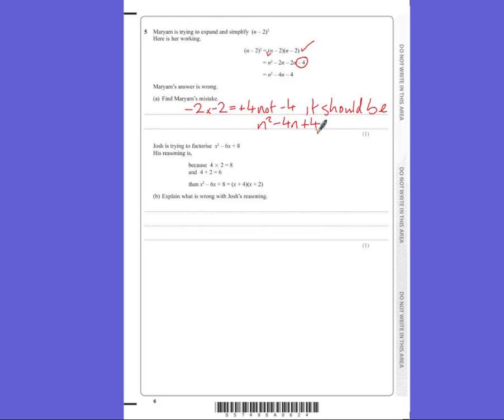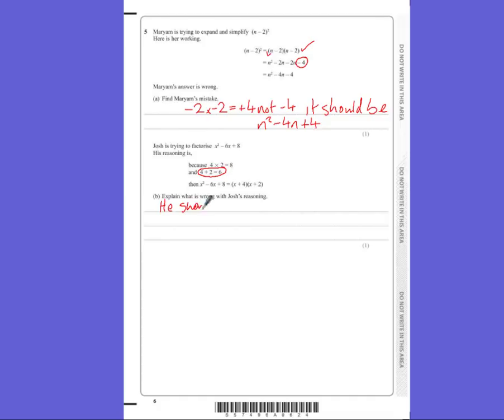It says Josh is trying to factorise x squared minus 6x plus 8. His reasoning is 4 times 2 is 8 and 4 plus 2 is 6, so it gives that expansion. Explain what he's done wrong. So here we're going to explain it with his reasoning. His reasoning has gone wrong just here. It's correct to look for two numbers that multiply to give 8, but they should add together to give minus 6. So I've highlighted the bit where he's gone wrong, and I'm going to explain.